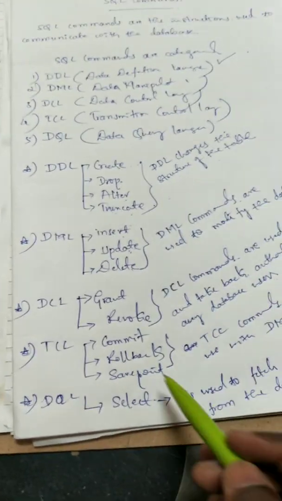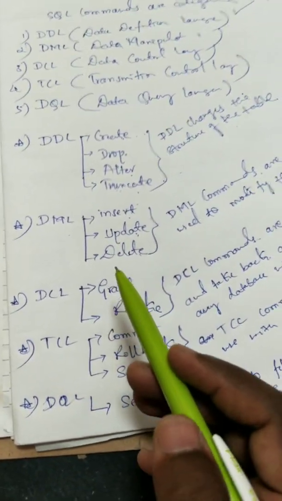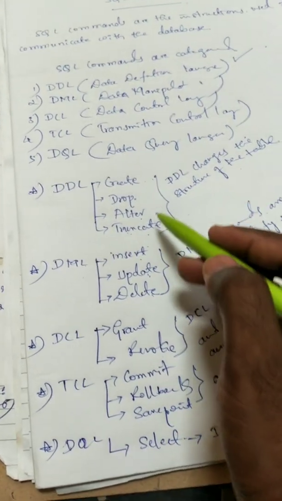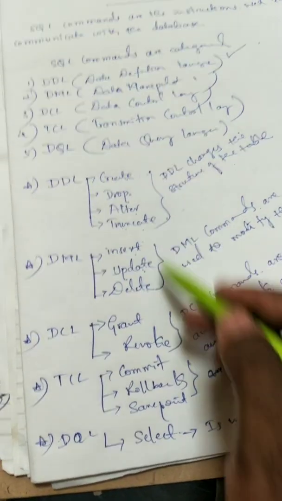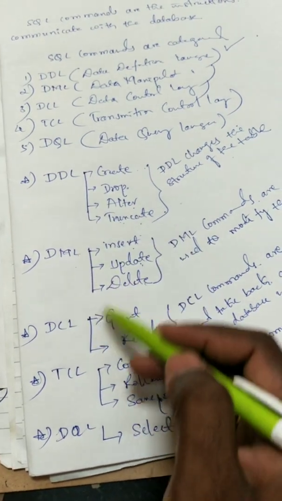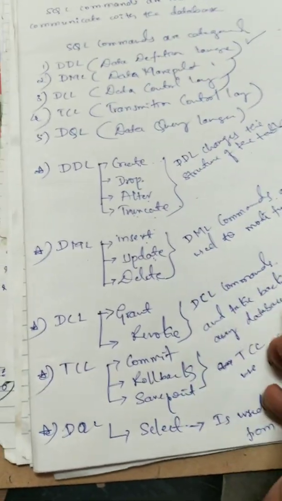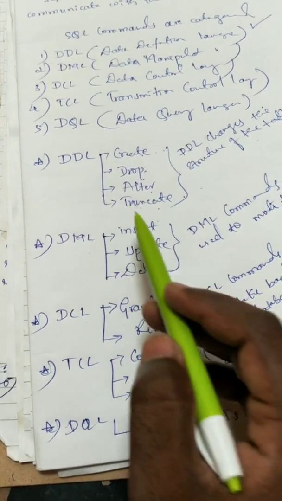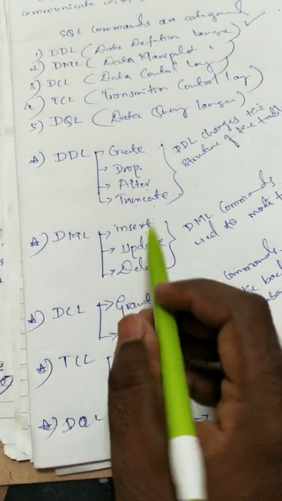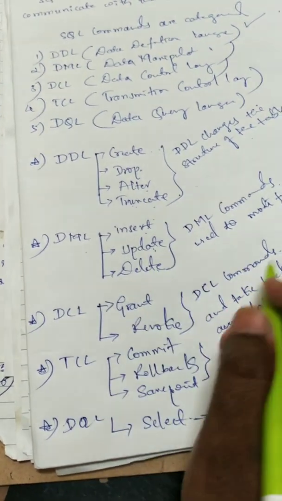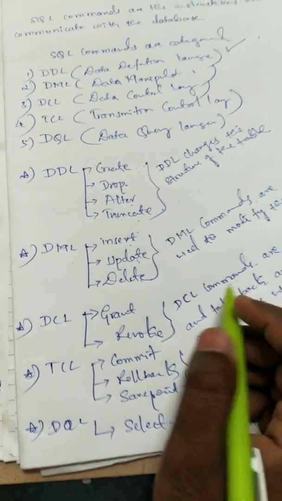Okay, so these are the available categories we have. All the SQL commands are categorized into DDL, DML, DCL, TCL and DQL. In the next class we'll see the syntax of each and every command, how to use a command like create, how to use a command like update, with examples. Thank you.